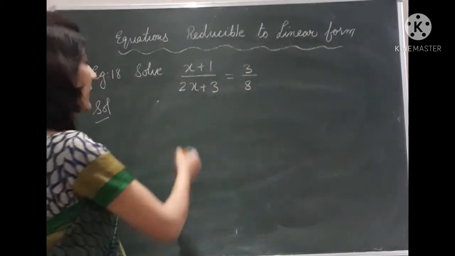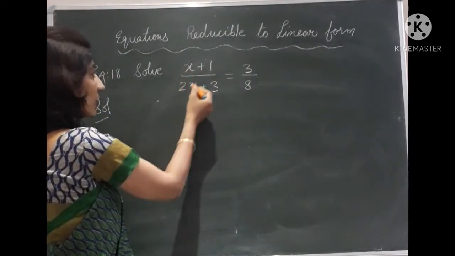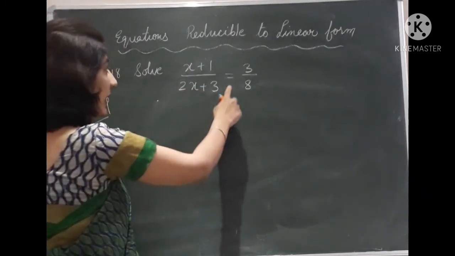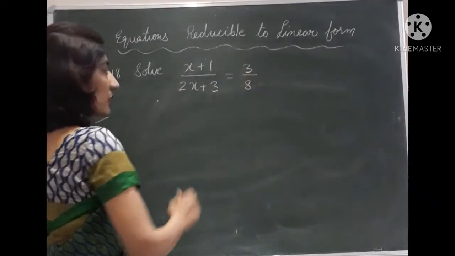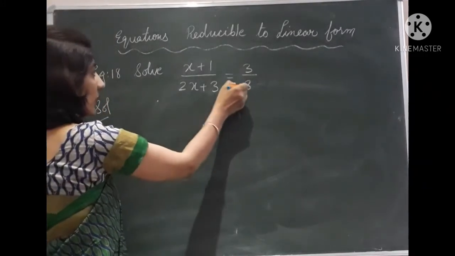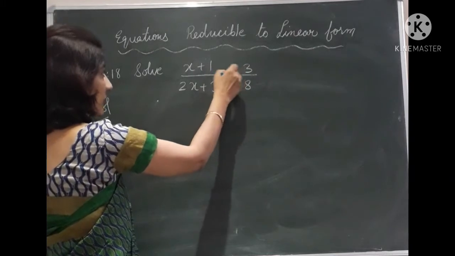Here you can see the variable and the constant are there in the numerator also, and variable and constant are there in the denominator also, and on the right hand side I have a rational number. So no problem in this. Same method we are going to use. We are going to do cross multiplication in this question.